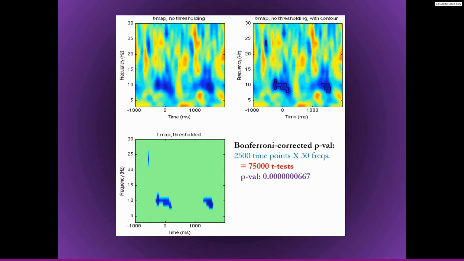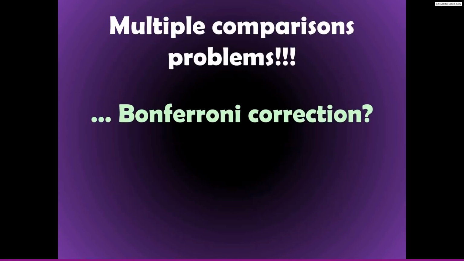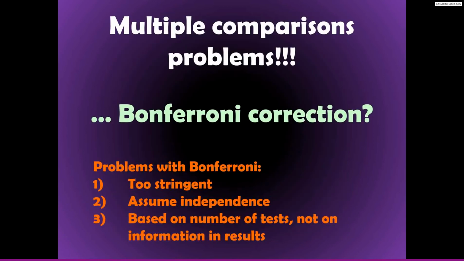There are a few problems with this method of multiple comparisons correction. Well, I should be clear, there's nothing wrong with Bonferroni correction. It's a great correction for multiple comparisons. It's not a great correction method in this particular situation where we are doing a lot of tests over time frequency space. You can try to think about what some of the reasons might be why Bonferroni might not be very appropriate in this situation. There are three problems with Bonferroni correction for time frequency analyses.